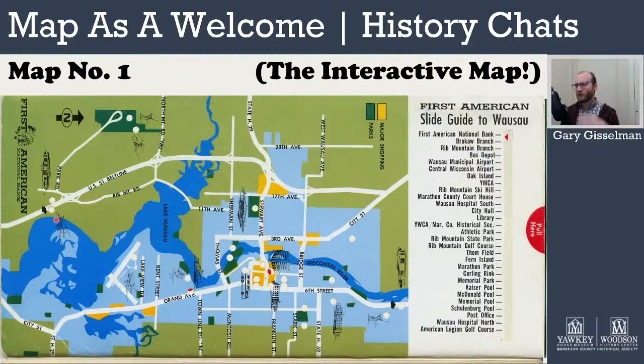So I don't know. It's just an interesting artifact of a bygone era. And that's one of the cool things that maps can provide, just like photographs and other resources do. Maps are more interesting than sometimes we might want to give them credit for, or might think of them as.